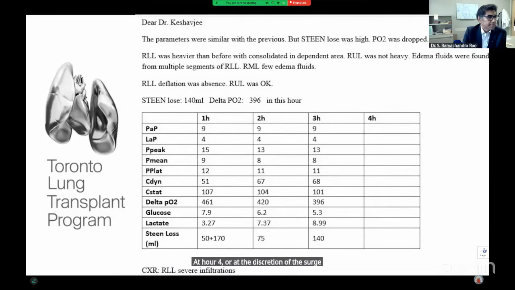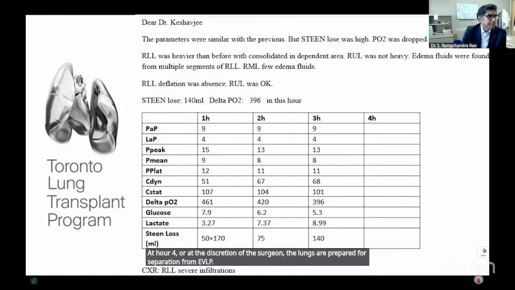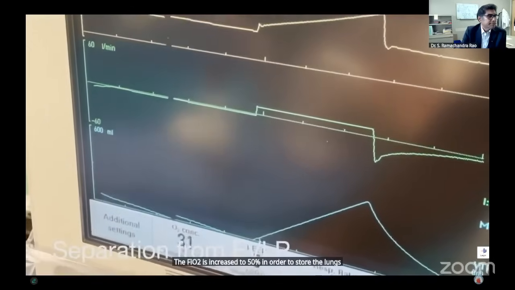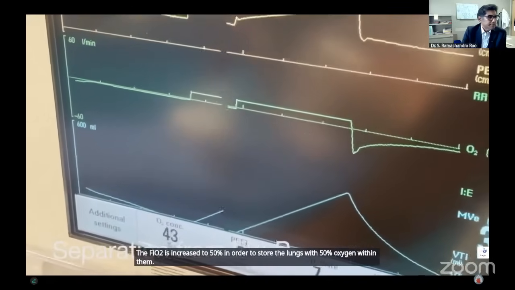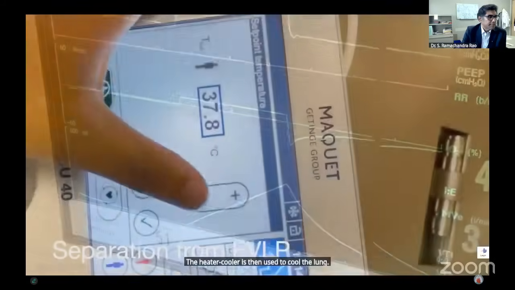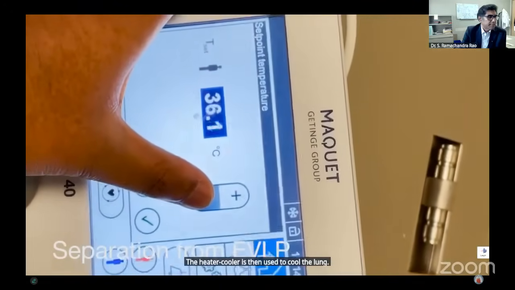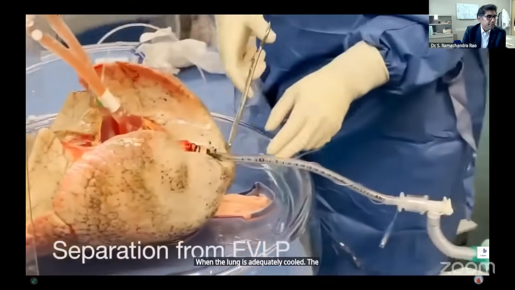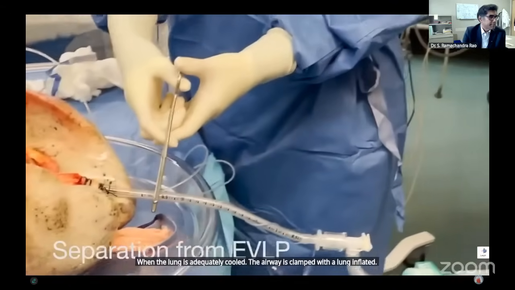At hour 4, or at the discretion of the surgeon, the lungs are prepared for separation from EVLP. The FiO2 is increased to 50% in order to store the lungs with 50% oxygen within them. The heater cooler is then used to cool the lung. When the lung is adequately cooled, the airway is clamped with the lung inflated.